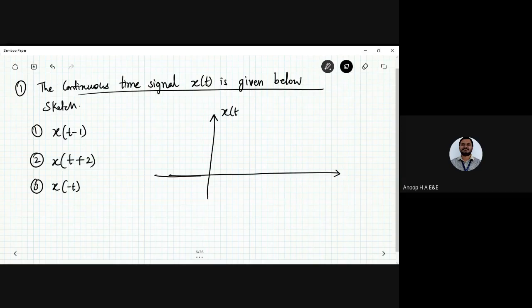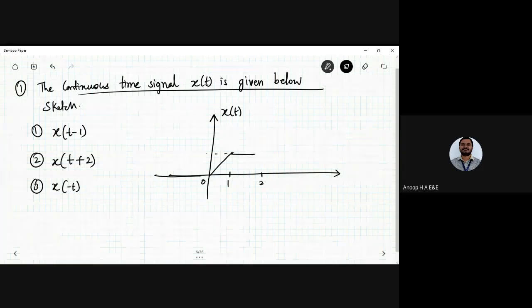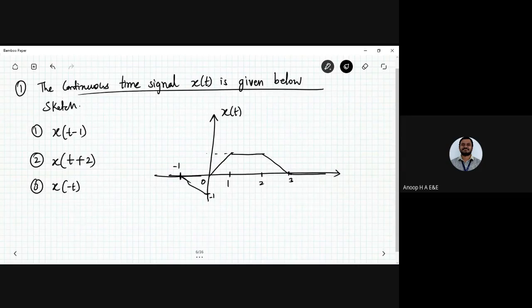This is x of t. Now at 0, it is 0. At 1, you are going to have a magnitude of 1. Okay, it is a linear increase. From 1 to 2, you are going to retain the magnitude of 1 itself. And at 3, you are going to ramp down. In other cases, it is 0. Now at minus 1, it is 0 again. At 0, it is minus 1.